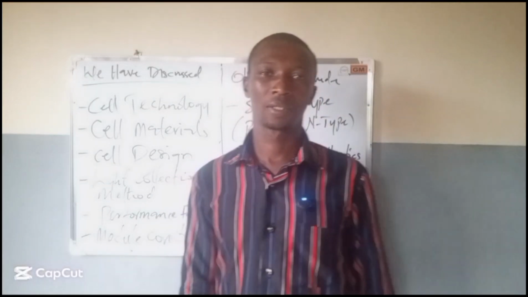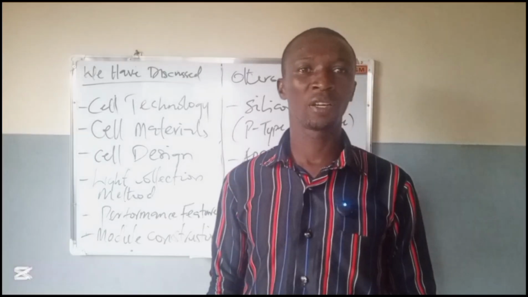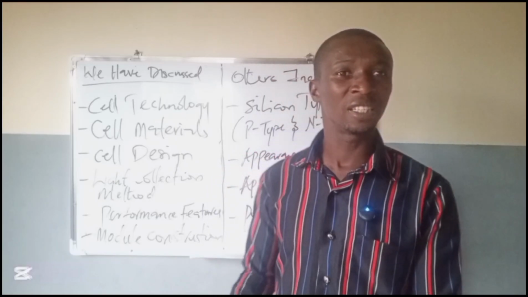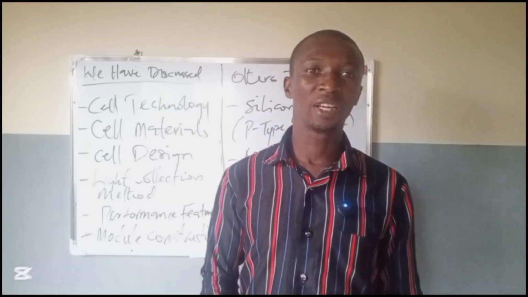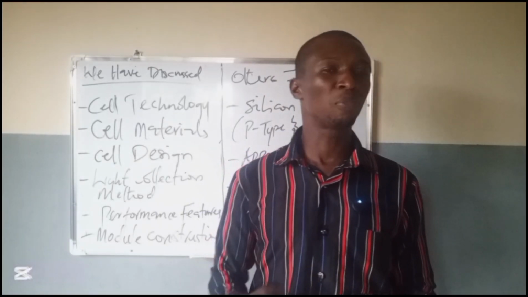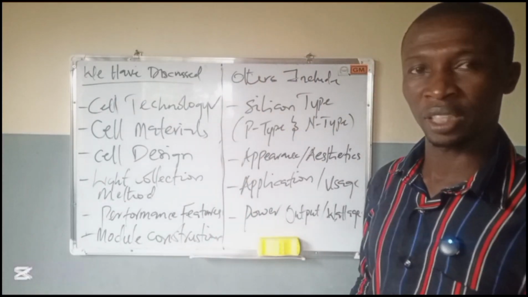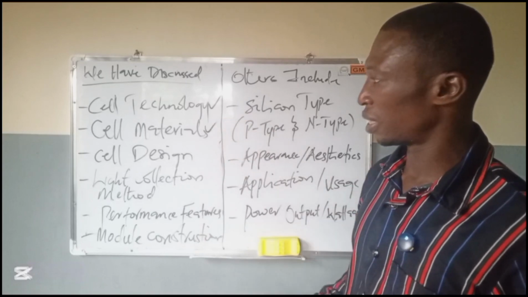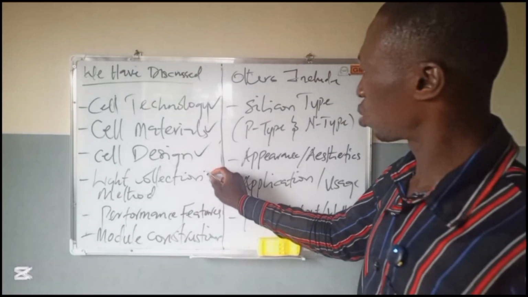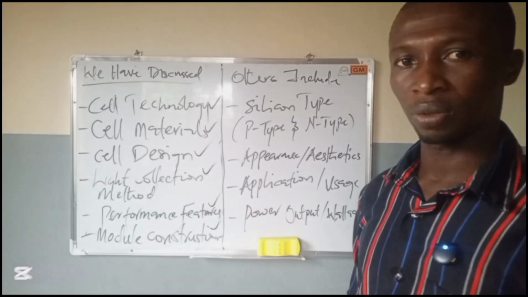In the past, there was nothing wrong with discussing types of solar panel without context, because the technology at that time was in its infancy. But today, it would be ridiculous to ask what type of solar panel this is without mentioning the context. We have discussed classification based on cell technology, based on cell materials, based on cell design. We've also discussed classification based on light collection method, performance features, and module construction.